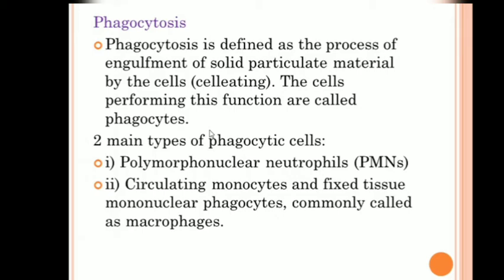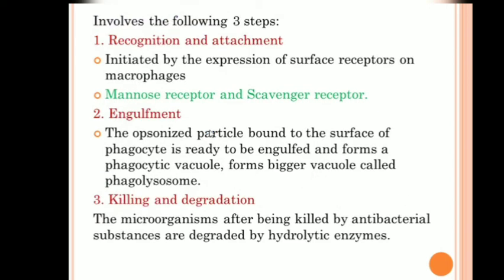And the two main types of phagocytic cells are polymorphonuclear neutrophils, in short PMNs, and secondly, the circulating monocytes and fixed tissue mononuclear phagocytes, commonly called macrophages. So phagocytosis involves three steps. First is the recognition and attachment.